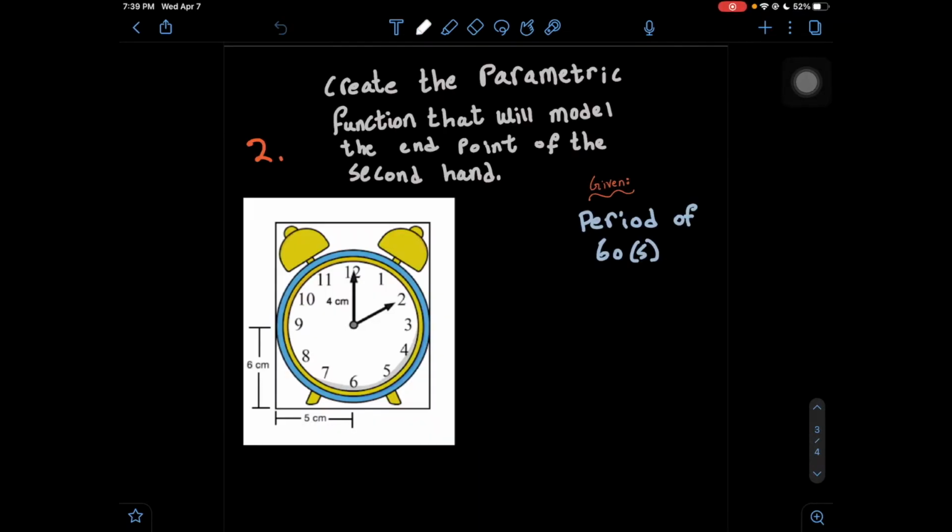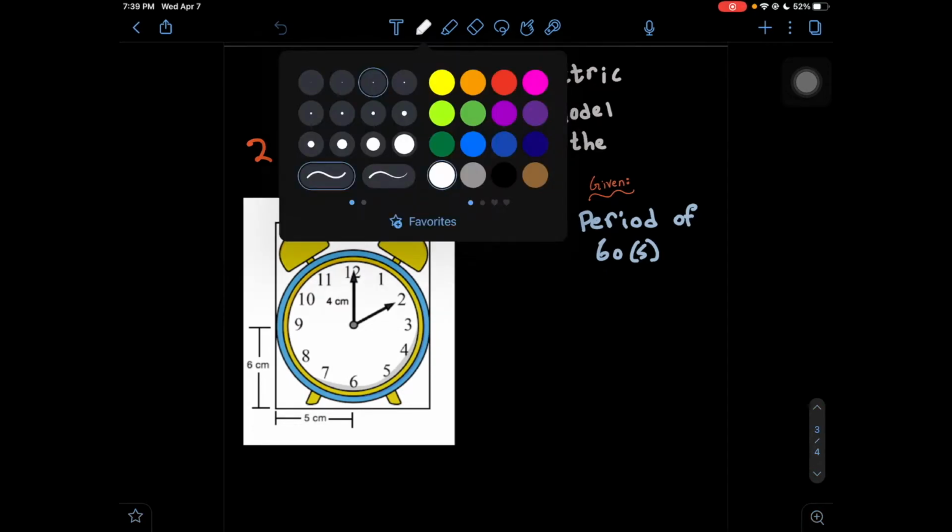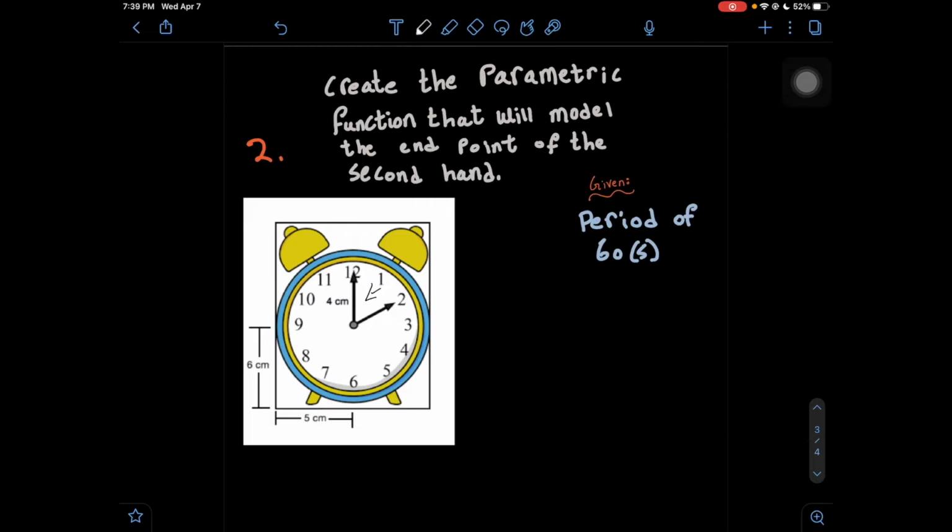Thank you. In today's video, we'll be looking at part 2 of applications of parametric functions. Well, now question 2 is asking to create the parametric function that would model the endpoint of the second hand. As we know, the second hand is the longer hand on the clock. Well, what we need to find is the parametric function which will model this endpoint right here.